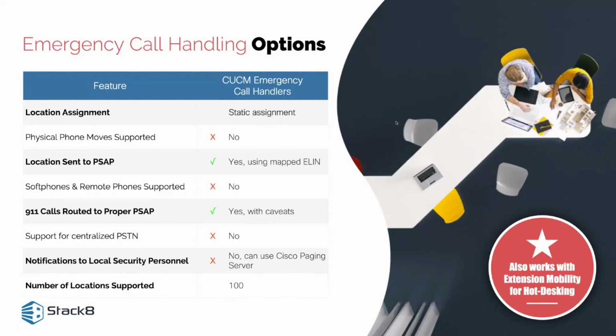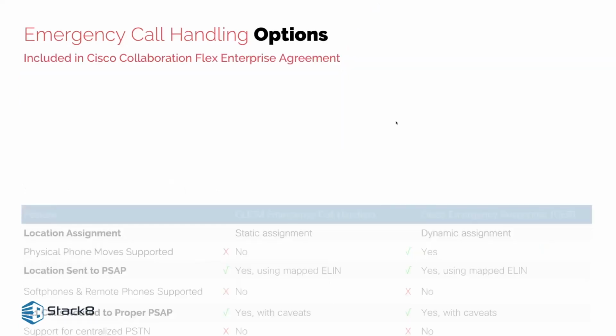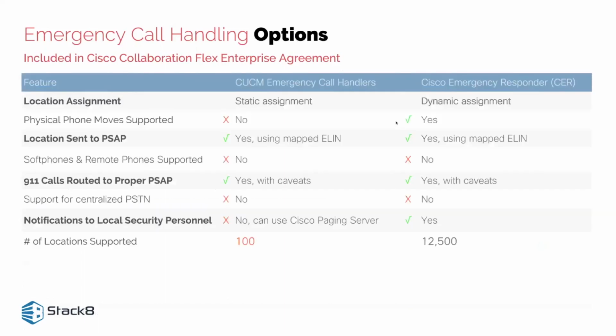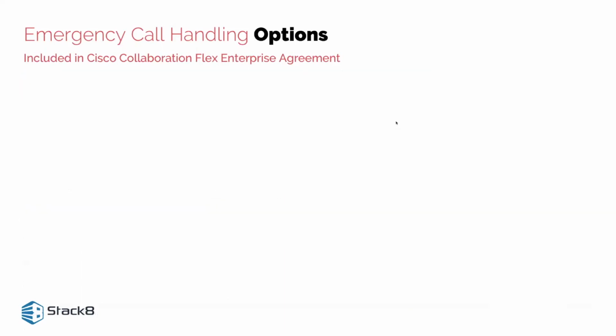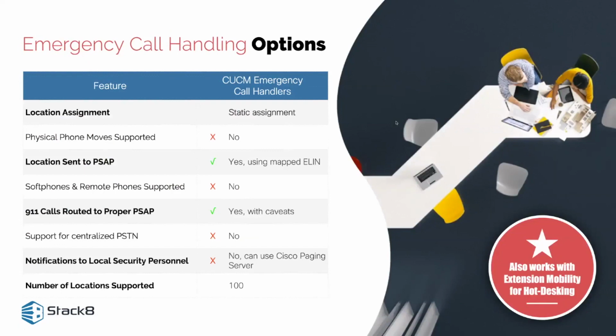So the next item is that 911 calls get routed to the proper PSAP. Yes. Sorry, Carl. They do get to the proper PSAP, but only if you're within your own location. If you travel, like we said, not great. If you have centralized PSTN as well, that's another limitation.